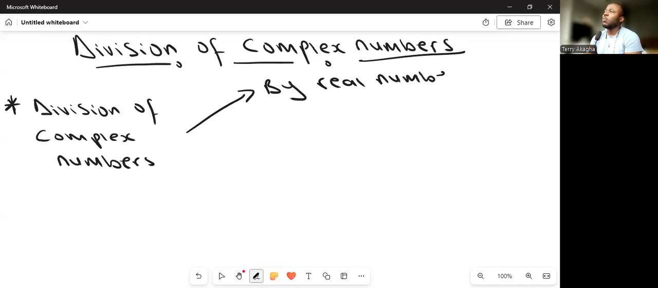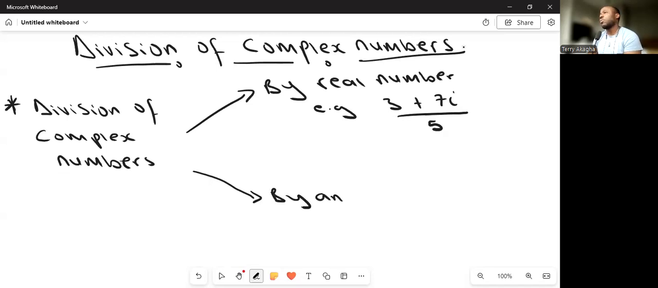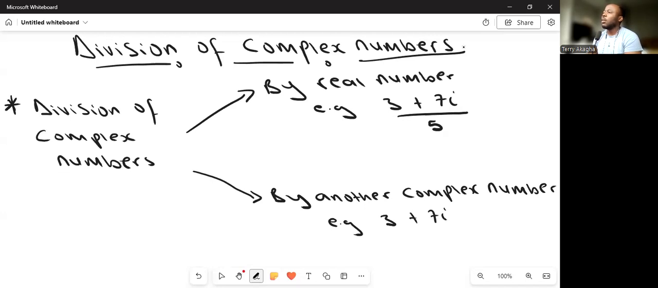For instance, you could have something like 3 plus 7j divided by 5. This is what we call divided by a real number. Or you could be dividing by another complex number. For example, you could have 3 plus 7i, and this time you'll be dividing by, let's say, 1 minus 4i. Are you seeing it? We're going to talk about these two scenarios in this video.